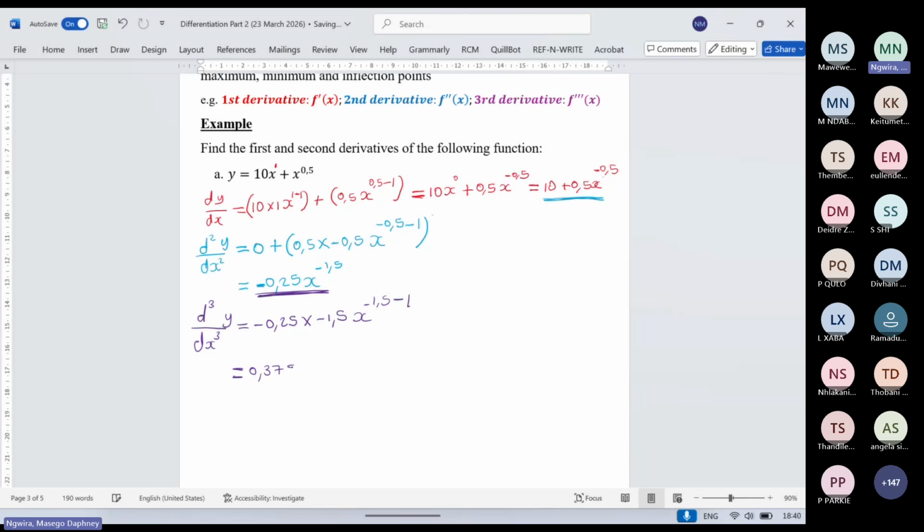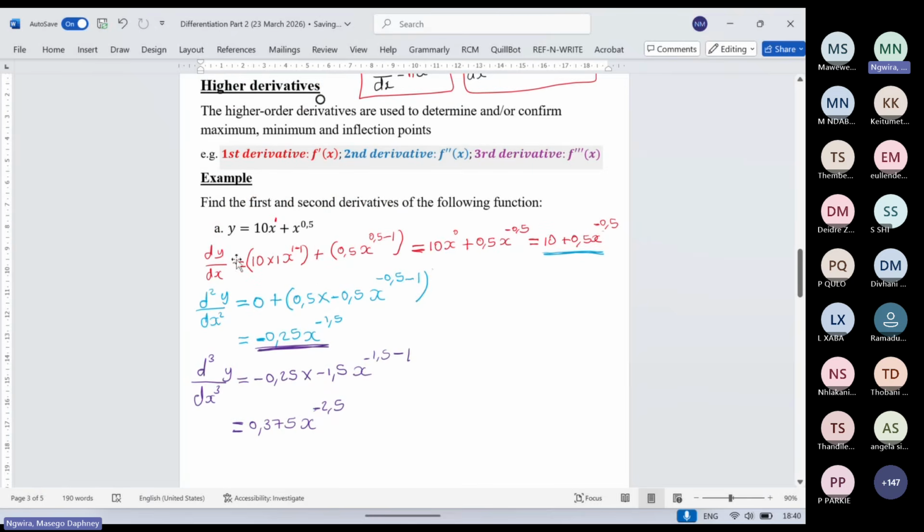And then x to the power of 2. Is it 2? Negative 2. Negative 2.5. Yes. I repeat, even if you write it in fraction form, it's fine. It always depends on your options when you're writing your assignment. So this is how we derive: first derivative, second derivative, then the third derivative.